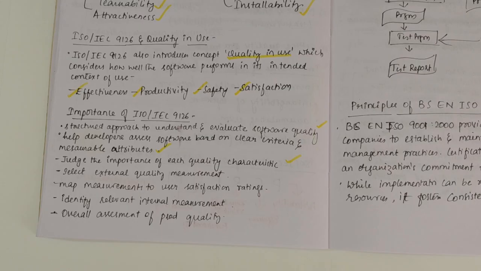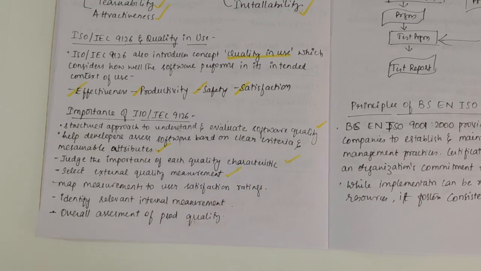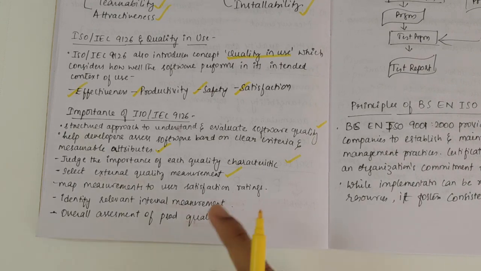That is, whether it is safe, what problems could arise, what errors or possible threats could happen, or what the efficiency of the system, the quality of the software is. Then we have select external quality measurement. Here we can select the external quality measurement also. For example, the mean time between failures is one factor which could be considered.